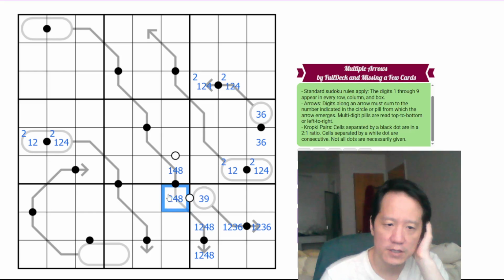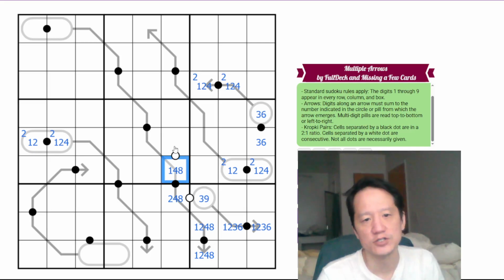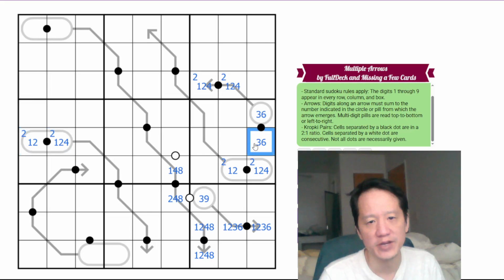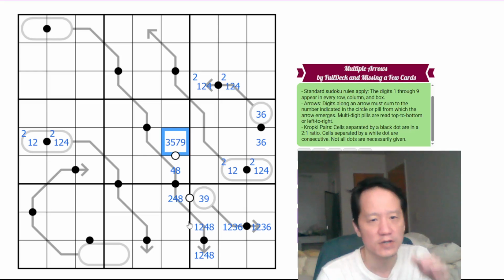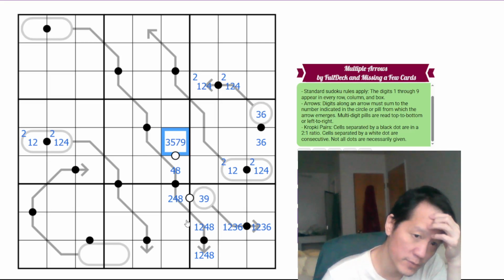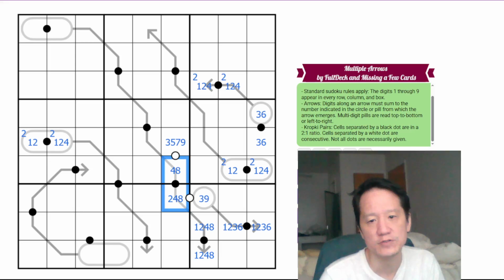So what does that leave? This digit must be consecutive with that digit. 1 is only consecutive with 2, but 2 is eliminated because one of these digits must be a 2, so this can't be 1. This is both 4 and 8. 4 and 8 can be consecutive with 3, 5, 7, or 9. So 4 has to be one of these two digits here.